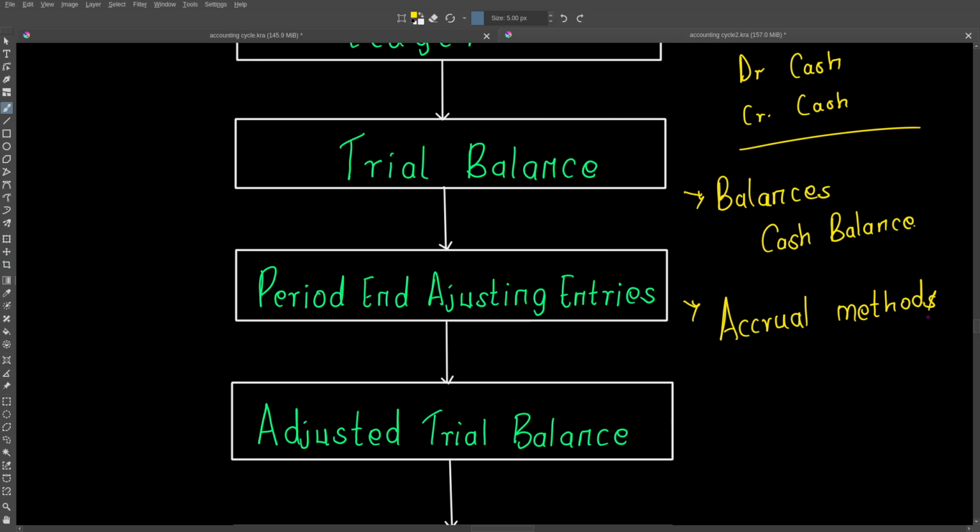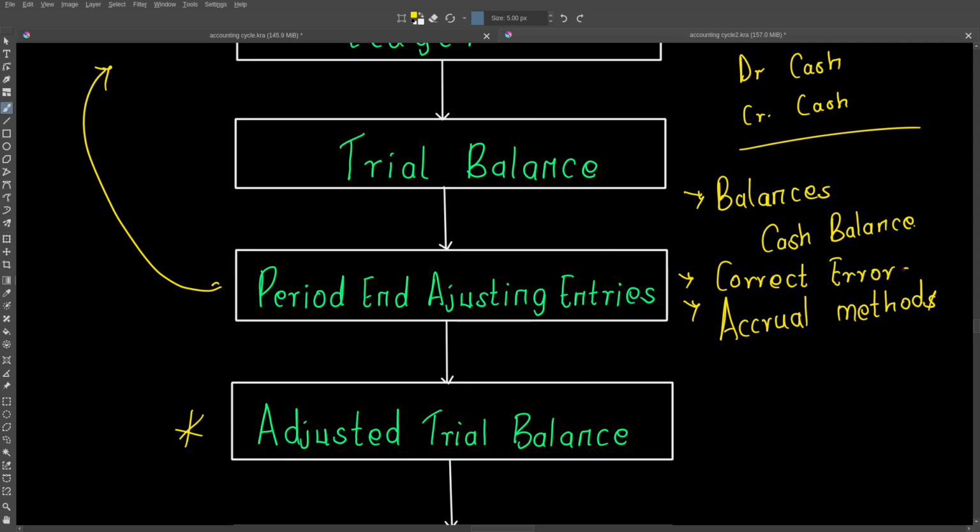We also need to look at the inventory closing balances and the allowance for bad debts. Those are usually period end adjusting entries that happen only at the end, and they are also passed via a journal. Then we are able to get an adjusted trial balance after passing these period end adjusting entries. Also, in case any error has been noted, we do adjusting entries to correct errors.